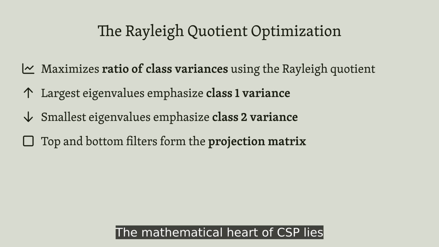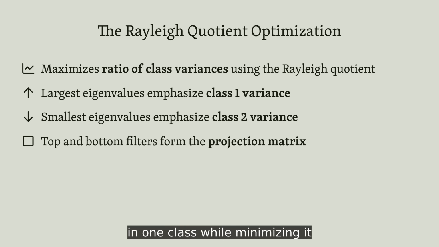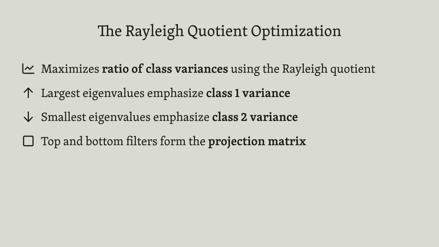The mathematical heart of CSP lies in the Rayleigh quotient, which finds the optimal trade-off between maximizing variance in one class while minimizing it in another. This creates filters that are exquisitely tuned to capture the most discriminative spatial patterns in the brain data.